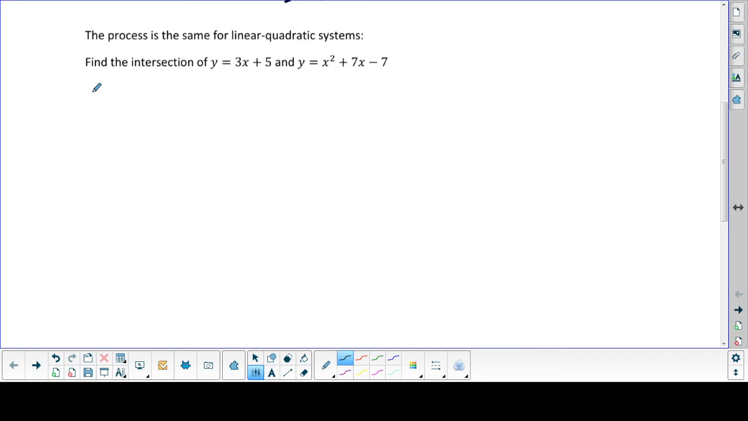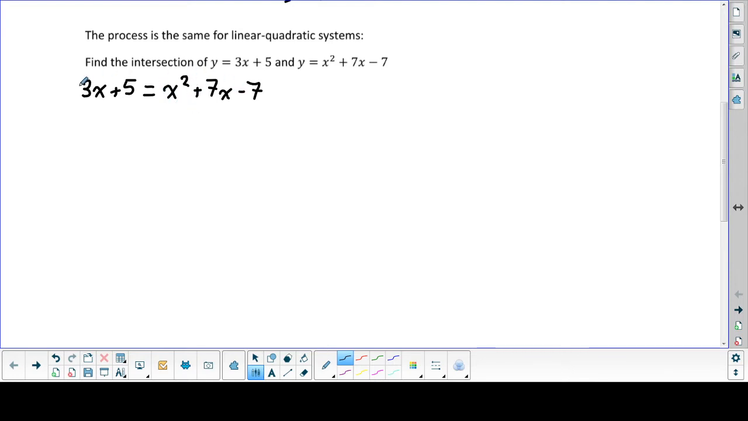We're going to start by setting our two equations equal to each other. They're already y equals. So we get 3x + 5 = x² + 7x - 7. Now we want to solve this for x, but it's a quadratic. We have an x squared somewhere.